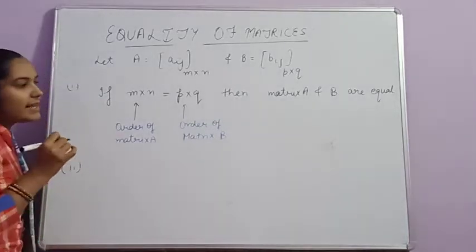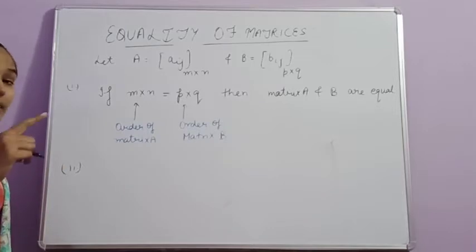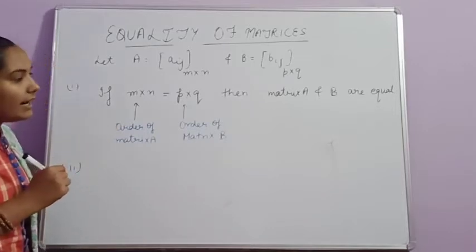Second, if two matrices A and B are equal, it means their corresponding elements are equal.